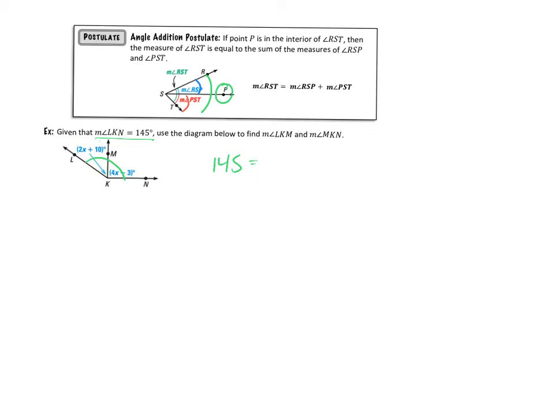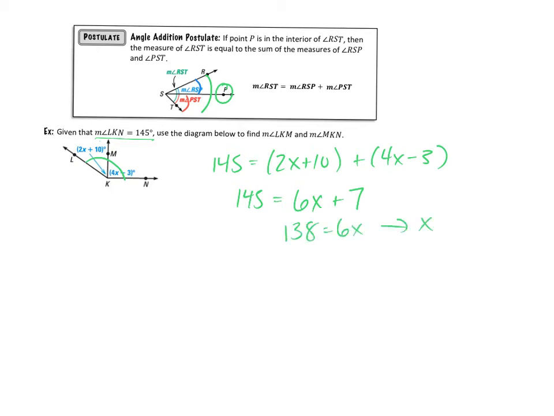So we can set this up as an algebraic expression. So 145 equals 2x plus 10 plus 4x minus 3. To simplify that, 145 equals a total of 6x, and then 7 minus 3 is plus 7. So minus 7 from both sides, 138 equals 6x, and so x equals 23.